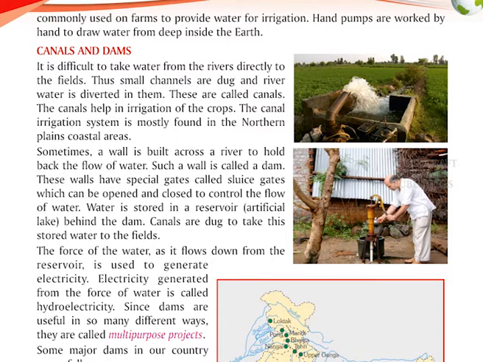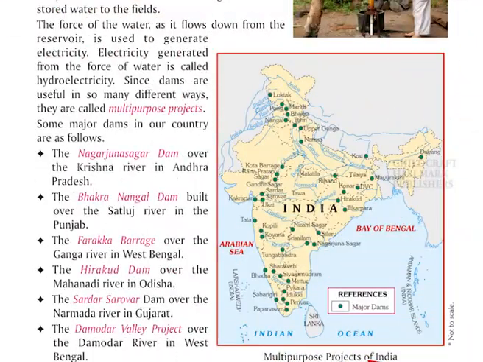The force of water as it flows down from the reservoir is used to generate electricity. Electricity generated from the force of water is called hydroelectricity. Since dams are useful in so many different ways, they are called multi-purpose projects. Some major dams in our country are as follows.